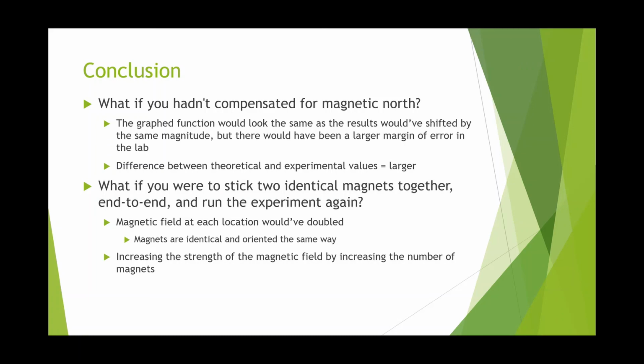If I were to stick two identical magnets together end to end and run the experiment, the magnetic field at each location would have doubled. The magnets are identical and oriented the same way, so the magnetic fields would have added together instead of offsetting each other. This increased the strength of the magnetic field by increasing the number of magnets.